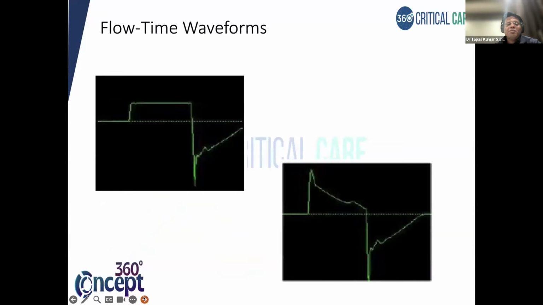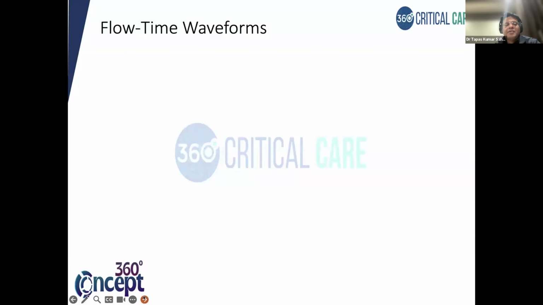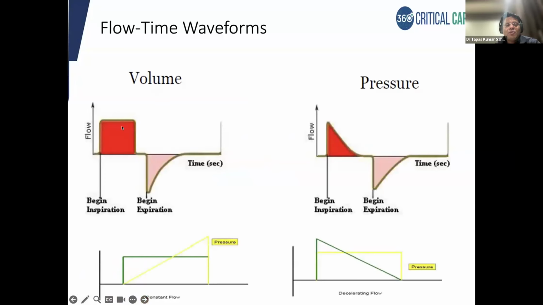Now coming to the flow time waveform. So the flow time waveform would be looking like this in the pressure mode and in the volume mode. In the volume mode, it would be the square wave, and in the pressure mode, you will get this descending ramp pattern. Now, if you are getting the volume mode, this is the inspiration and your expiration is happening from here. Clear? And in the pressure mode, it is a descending ramp. So you can see your inspiration and then expiration. Okay, so it is a constant flow happening in the volume mode, but in the pressure mode it is a decelerating flow.